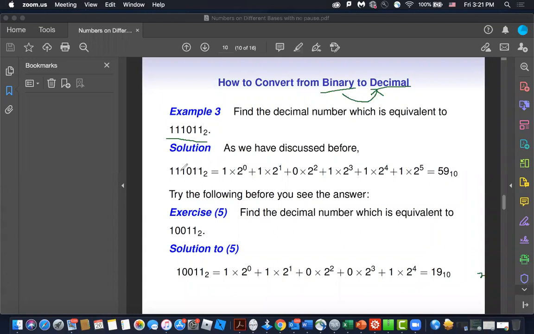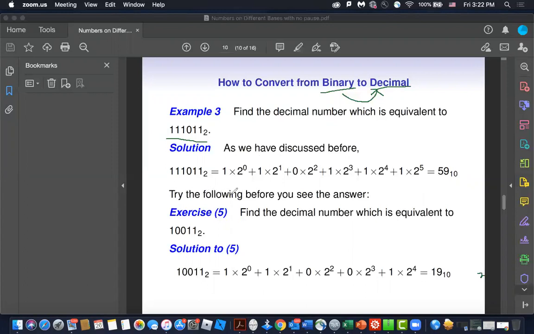Let me repeat. When you convert a binary number to a decimal, you start from the right. Each digit at each position is multiplied by a power of 2. And when you shift left by 1 position, the power of 2 increases by 1, like this. And if you total them, you get the decimal, or base ten, value.